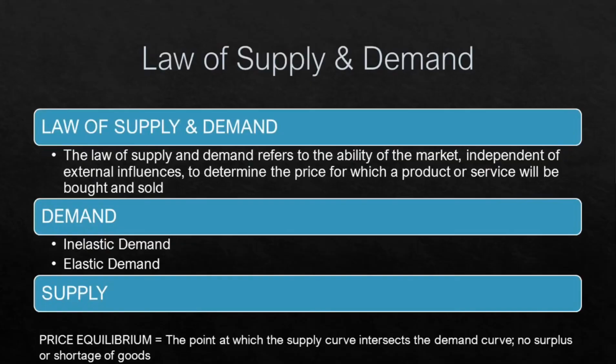The first factor is the law of supply and demand. This law refers to the ability of the market, independent of external influences, to freely determine the price for which a product or service is to be sold.